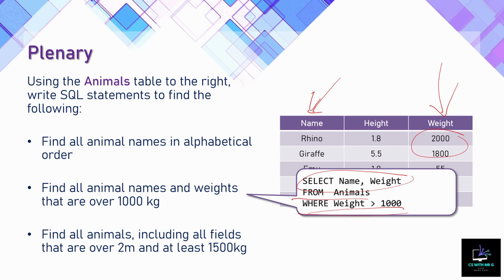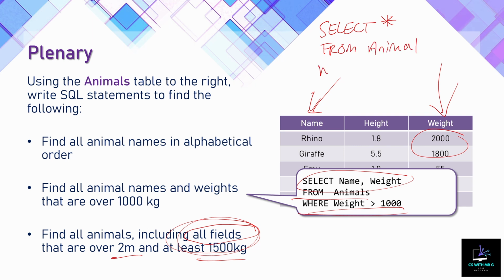Then finally, we want to find all animals and include all fields, so we can use our asterisk for that, that are over 2 meters and over 1,500 kilograms. So first, we're going to select all, as it asks for all fields. So we use the asterisk FROM the animals table, as always. We then use a WHERE statement.